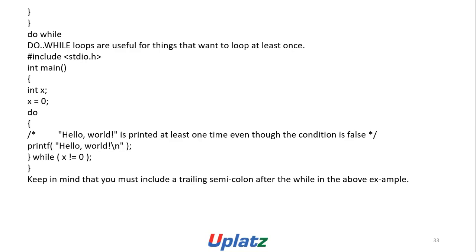Do while loops are useful for things that you want to do at least once. #include <stdio.h>, int main, int x = 0; do, hello world is printed at least one time, even though the condition is false. printf("hello world\n"); while x is not equal to 0. Keep in mind that you must include a trailing semicolon after the while in the above example.